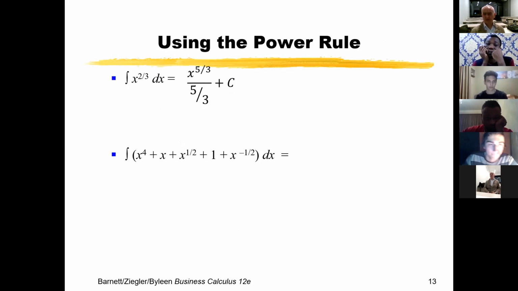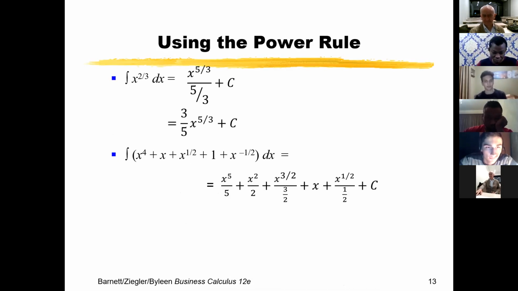So this formula, the first one, works for any n. In this case, n equals 2 over 3. Any questions? No.